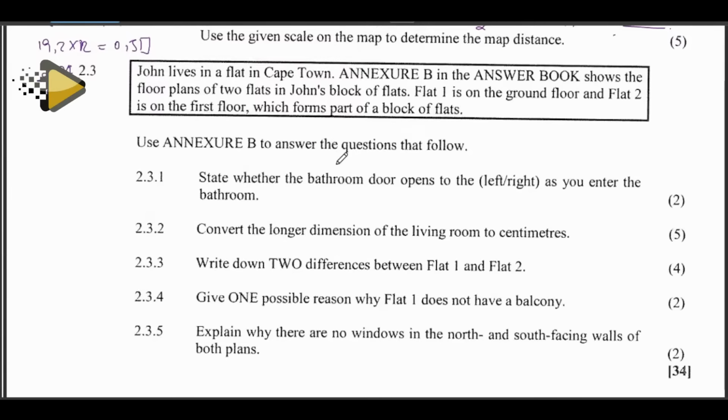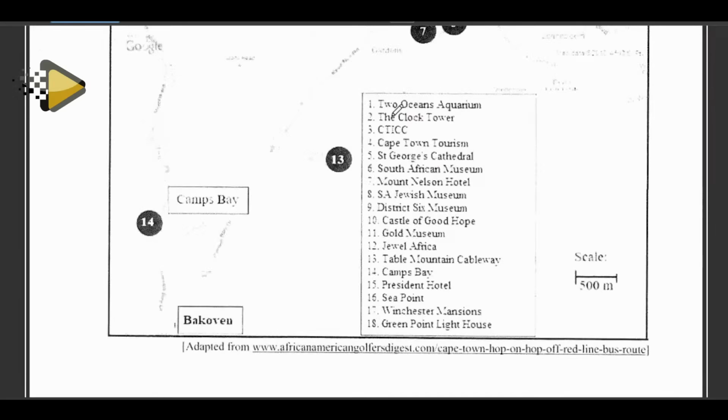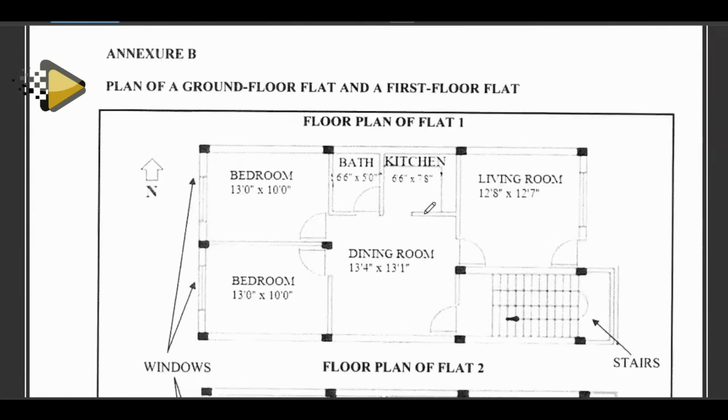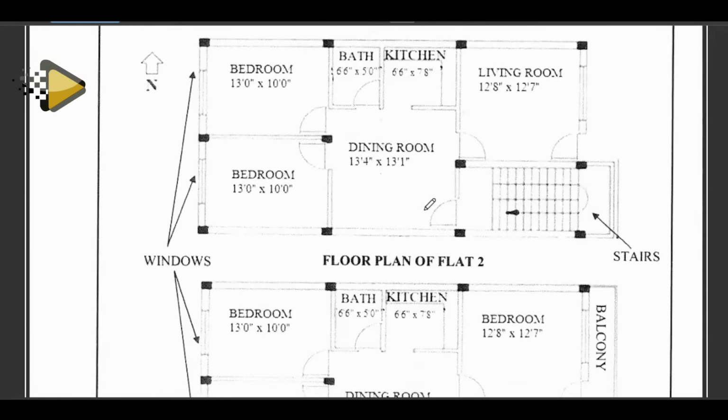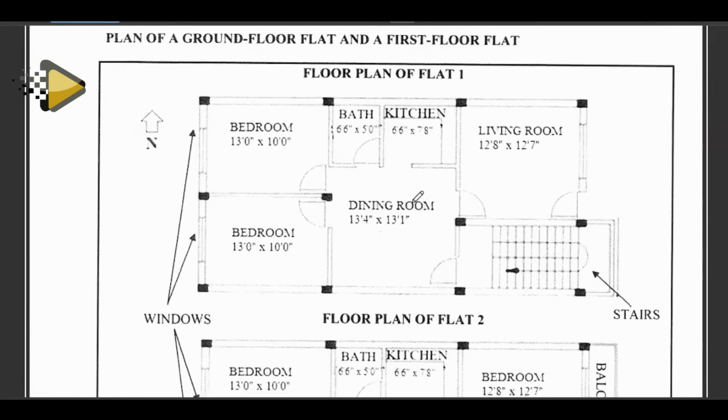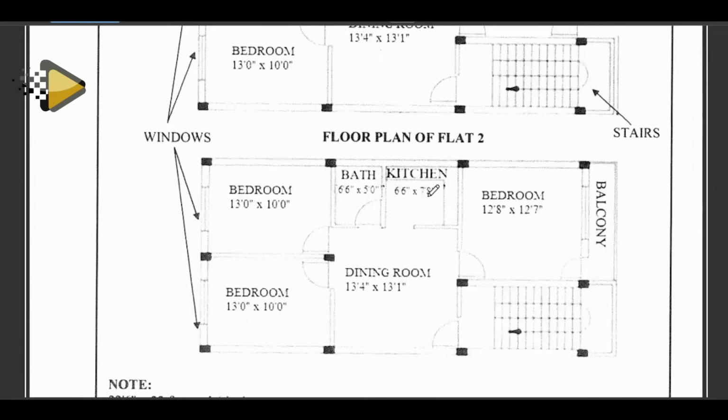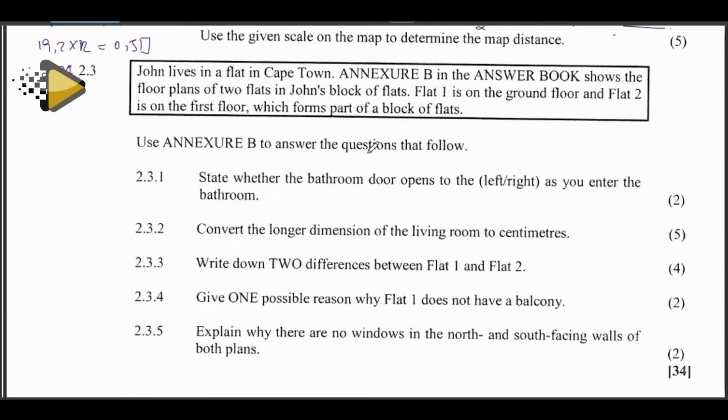John lives in a flat in Cape Town. Annexure B in the answer book shows the floor plans of the two flats in John's block of flats. Flat 1 is on the ground floor and flat 2 is on the first floor, which forms part of a block of flats. Okay, let's go there and we see what they're talking about. It looks like this: ground floor and the first floor. All right, let's continue to see.